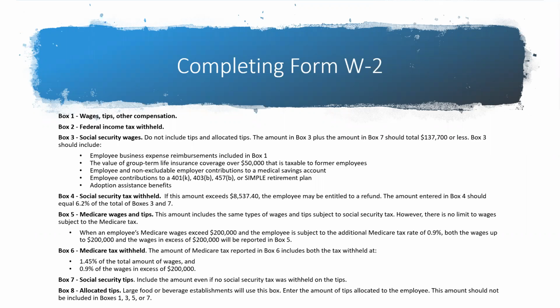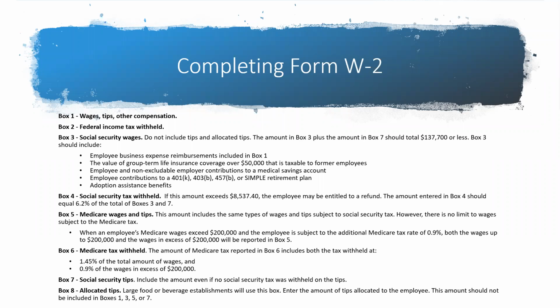Box 5 is Medicare wages. Goes hand in hand with box 6, which is Medicare tax. I will point out that the Medicare wages are combined for both the additional Medicare and the regular Medicare. So the regular Medicare withholding limit is $200,000, and anything above that, there's an additional Medicare tax, and all of those wages go in box 5.